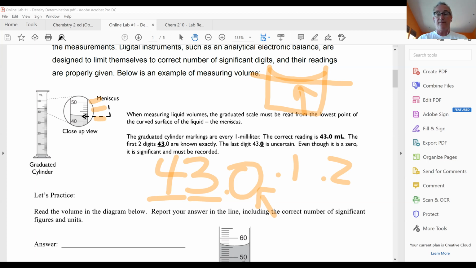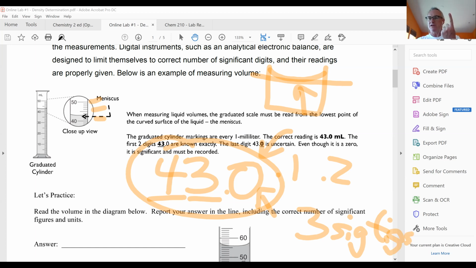But this last number is an estimate. And the last number of any measurement, it doesn't matter how accurate, is an estimate. And so that number is also significant. So this number, 43.0, all three numbers are significant. So it would have 3 sig figs. The first one is known with great precision. The second one is known with a lesser amount of precision. And the third one, well, we know it's close. The third one is going to be close, but also significant because it's closer to 43.0 in our eyes than it is to 42.9 or 43.1. So that last number is significant.